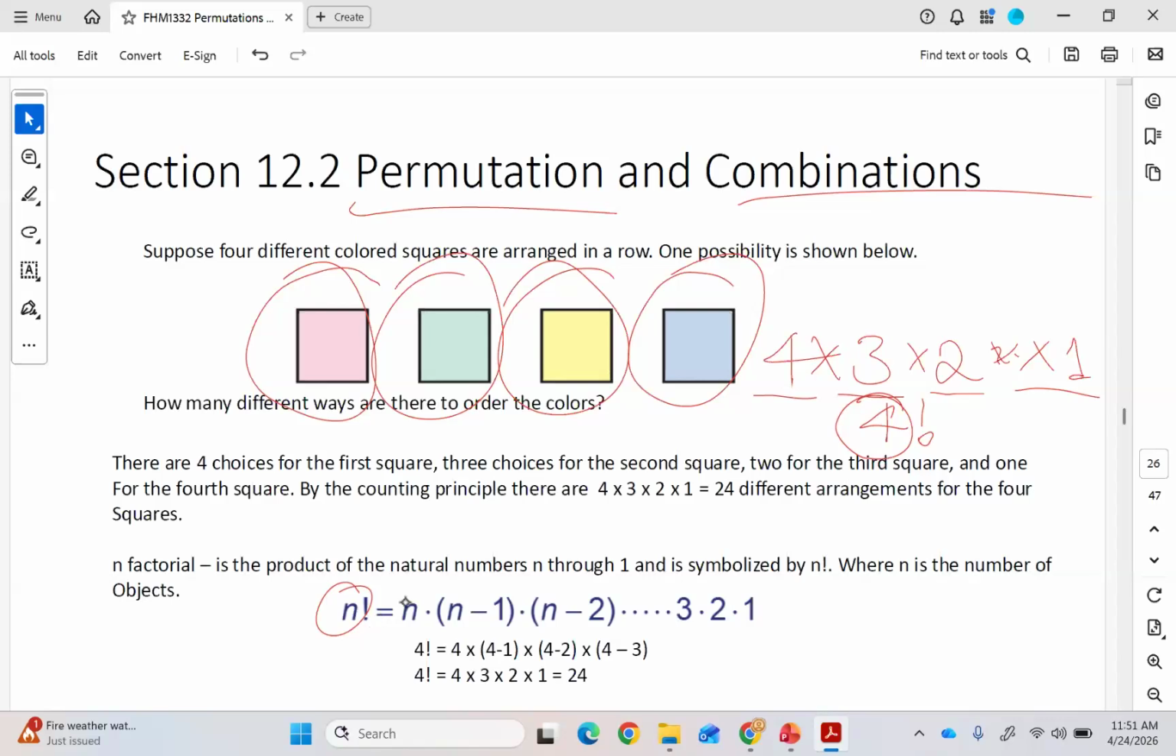And so the definition in general, if you have n factorial, would be n times n minus 1, one less, and then two less, until you get to 1. For example, 4 factorial would be 4 times 3 times 2 times 1, and if you do this multiplication, this is 24. Final answer.